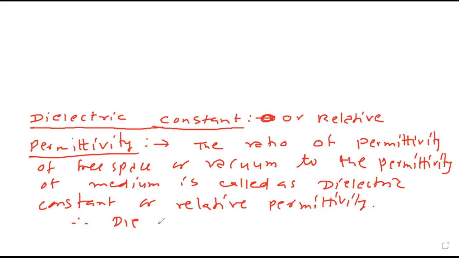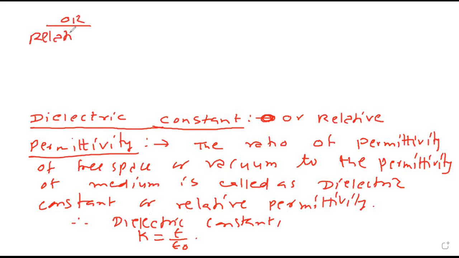Therefore, dielectric constant denoted by K is epsilon upon epsilon naught, or relative permittivity denoted by epsilon R is epsilon upon epsilon naught. Please copy.